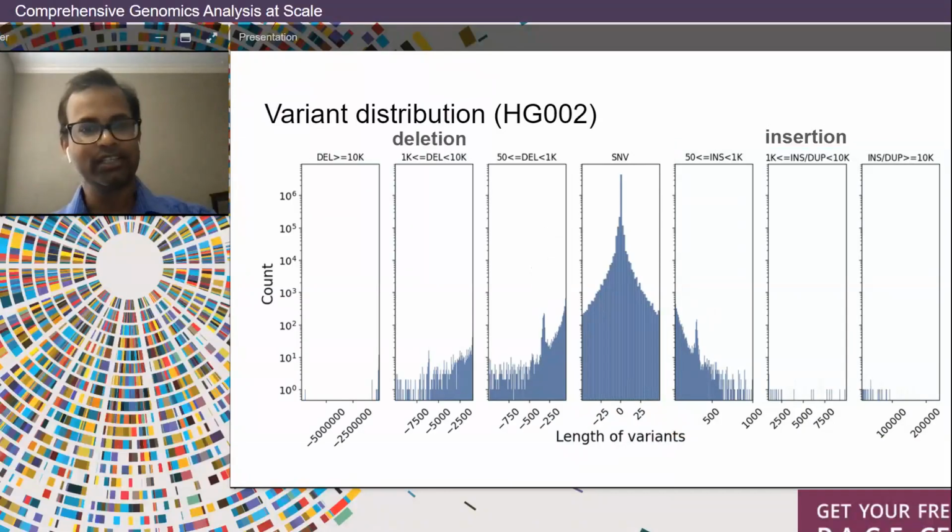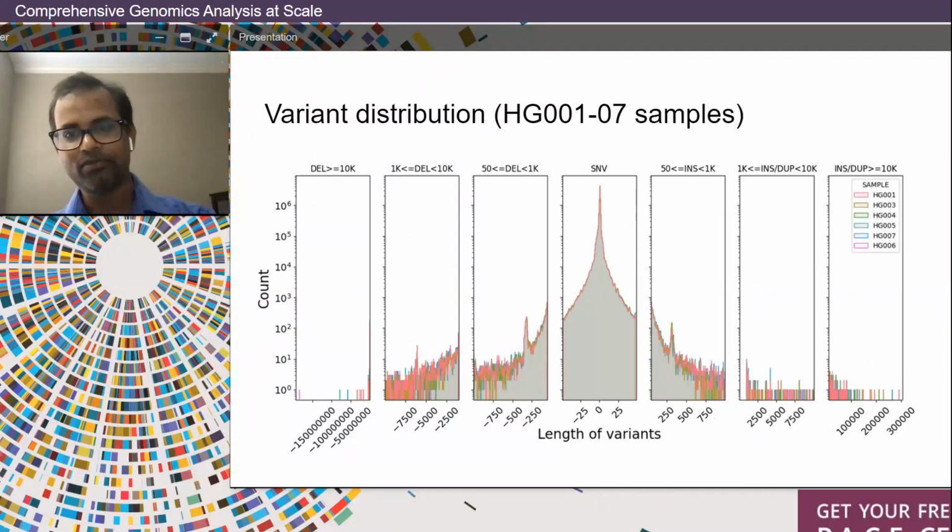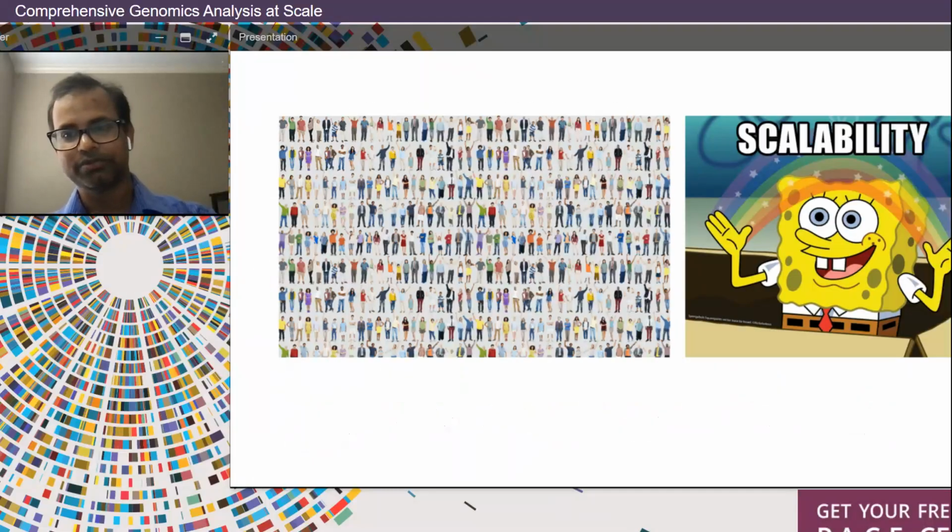Similarly, we also included the deletions. Again you can see the nice Alu repeat peak in the 300 base pair region on the left, and we have a larger number of deletions from 1,000 base pairs to 10,000 base pairs. We also have some large deletions as well. This basically gives a comprehensive view of all the variants, taking their length into consideration. We did the same for all the other samples. For the HG001 sample, we saw a similar pattern, similar to HG002.